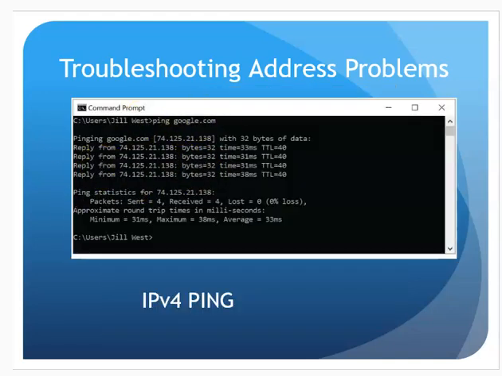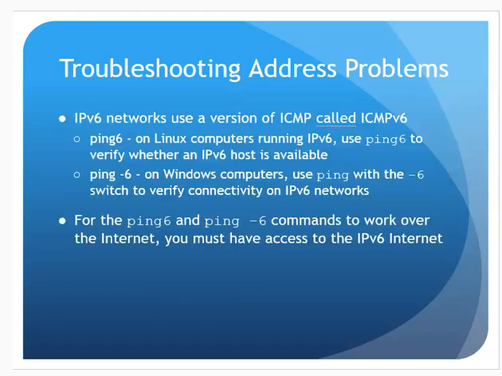And here's an IP version for ping. We can do IP version 6 pings as well. If I purposely want to do an IPv6 ping on Linux, I'm going to use the ping6 command. On Windows, I'll use the ping -6 command.